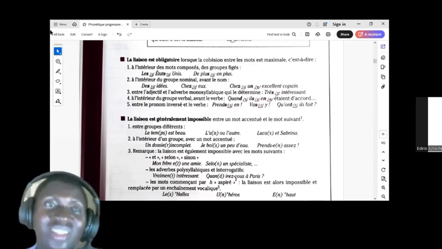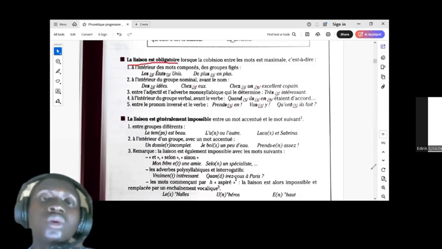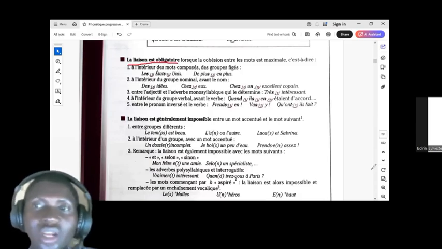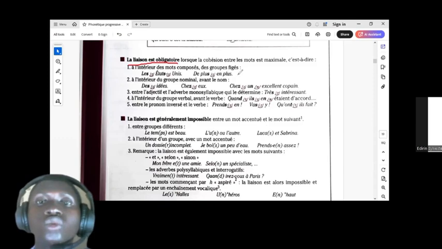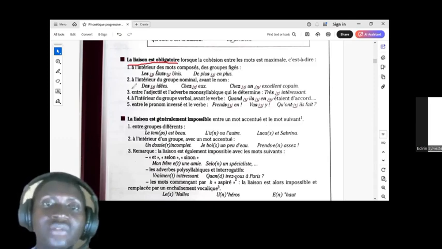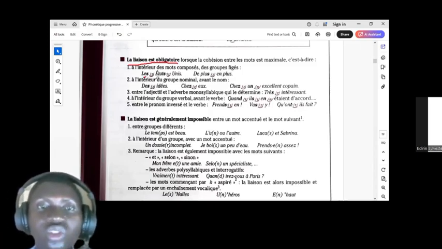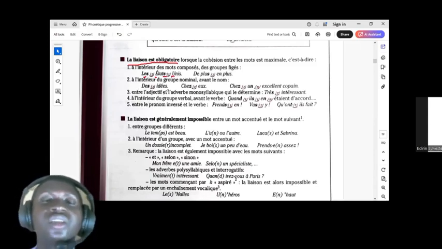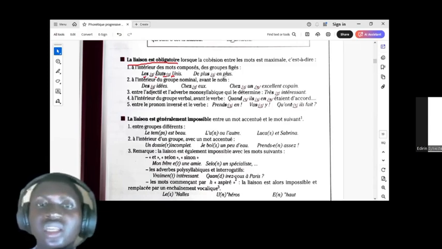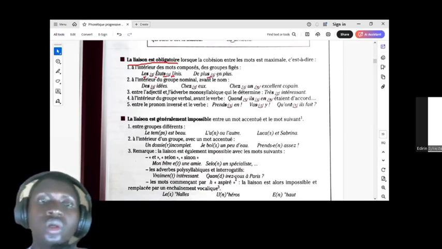So we have basically three types of liaison. Number one is called liaison obligatoire. That is, you must do this linkage. It makes the French beautiful and interesting, so you must master it. Now, for example, à l'intérieur des mots composés et de groupes figés, there are some words that are fixed. We have États-Unis, we call it les États-Unis. You see this S here is linked to this E. This S again is linked to this U. Now we have expressions like de plus en plus. This S here is linked to this EN. So we have Z, de plus en plus.